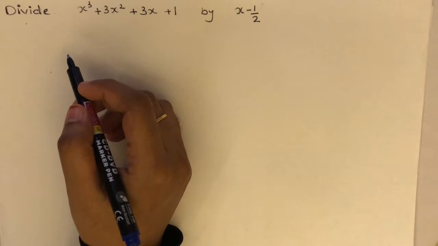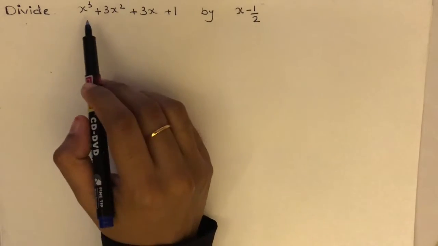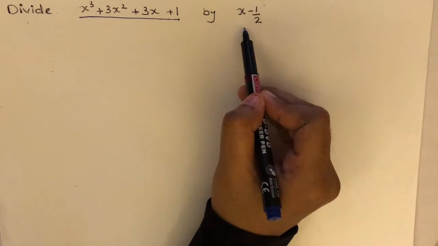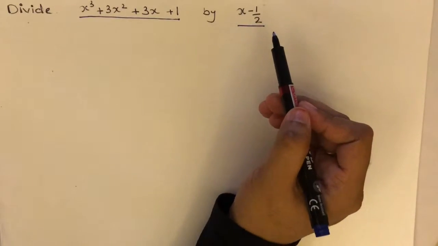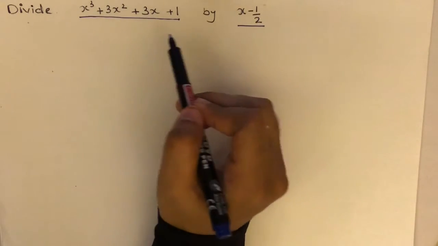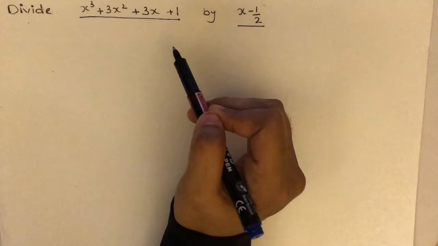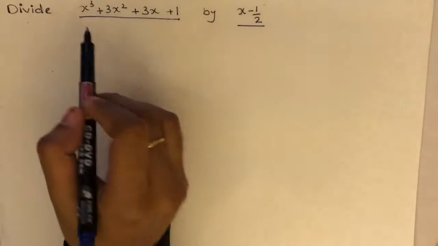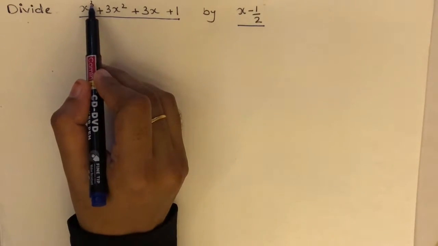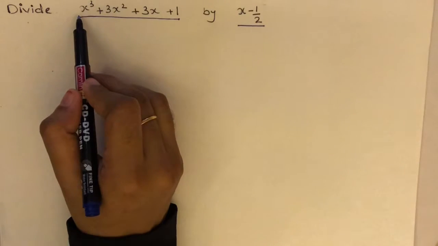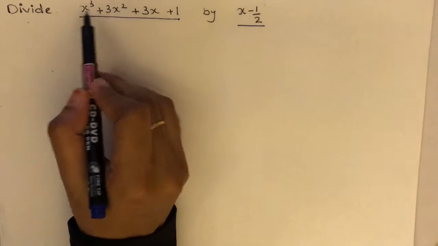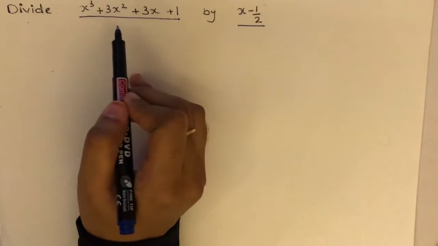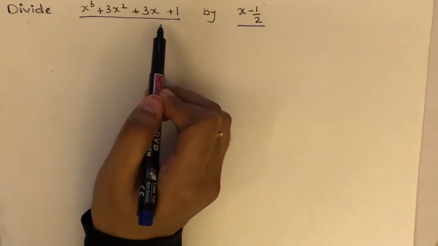So here I have taken a polynomial x cube plus 3x square plus 3x plus 1, and we need to divide it by x minus 1 by 2. Now before beginning any division, you must make sure that the polynomial given to you is written in standard form. That is, here as you can see, the degree is 3 in the first term. In the second term, the degree is 2. That means the power. Okay. So each term should be written in descending order of the power of the variables.